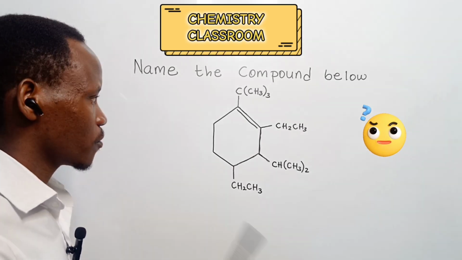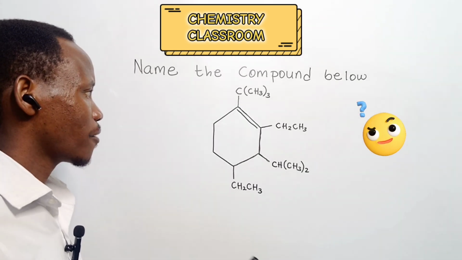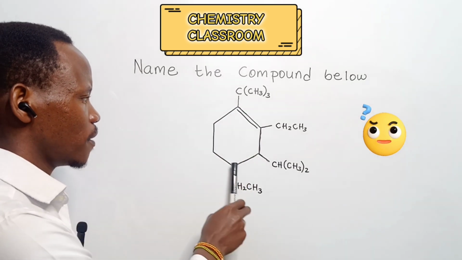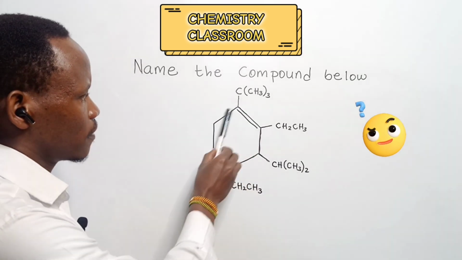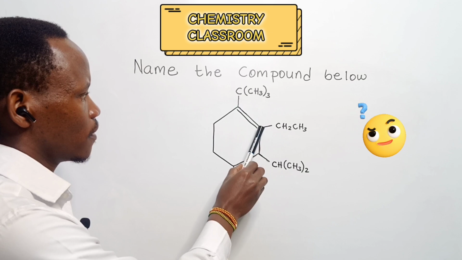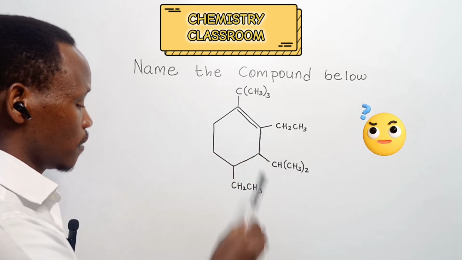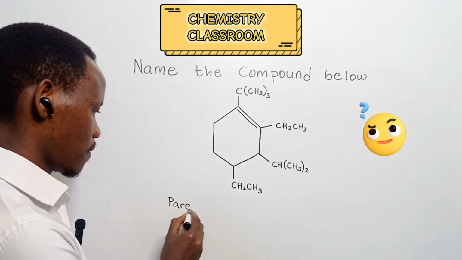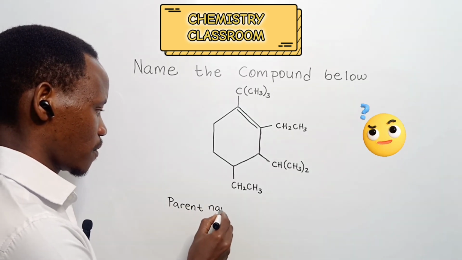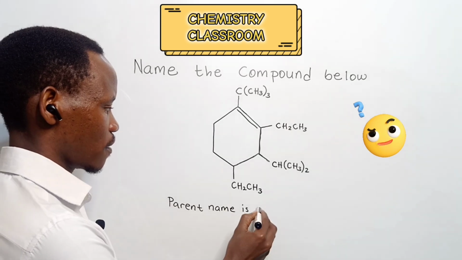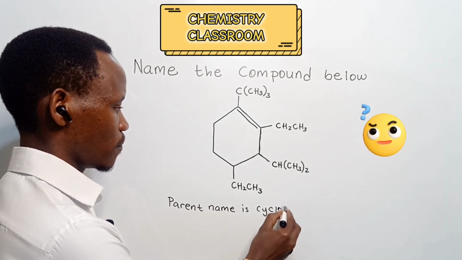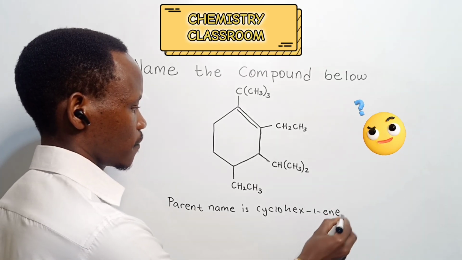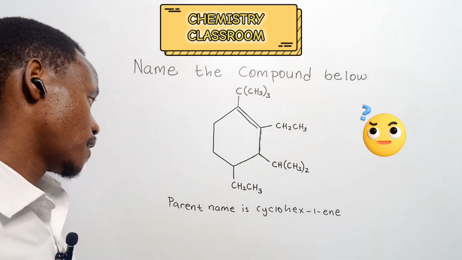Now, what type of alkene? We shall know from the name. According to IUPAC guidelines, we must first and foremost determine the parent chain. Now, this being a cyclic derivative of alkenes, the parent chain is that cyclic part. So, we can say the parent chain, or for that case, parent name, is cyclohexene. That is the parent name.